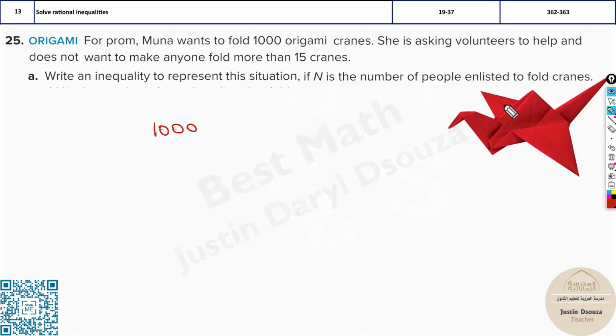This is, like in the paper, you can just fold it and do this. Now, one person can never do more than 15. So 15 is the maximum limit. Whatever is being done must be less than or equal to 15.